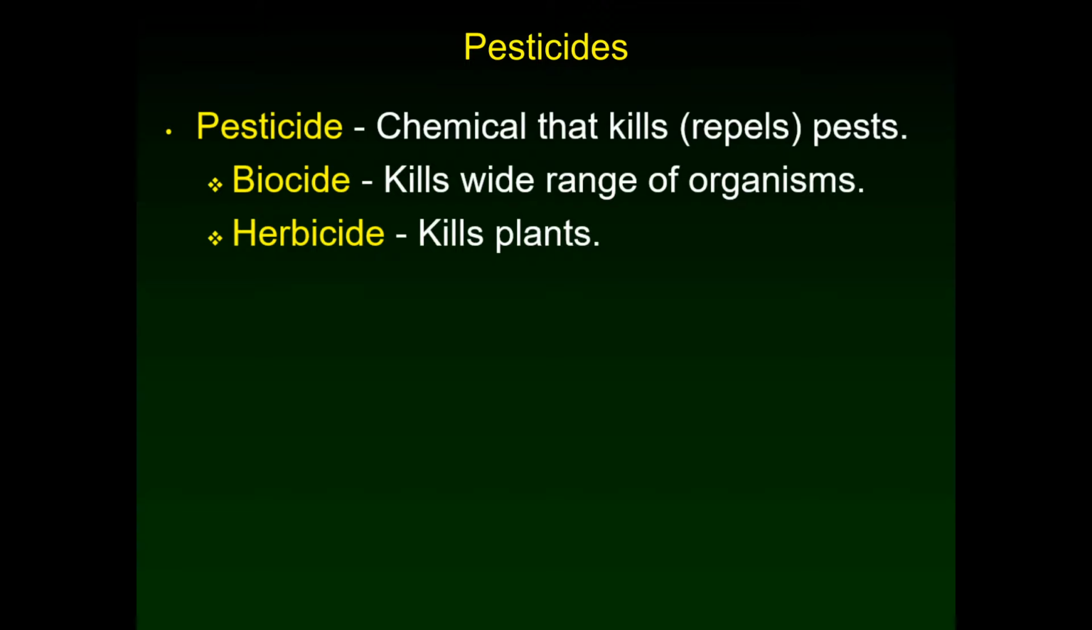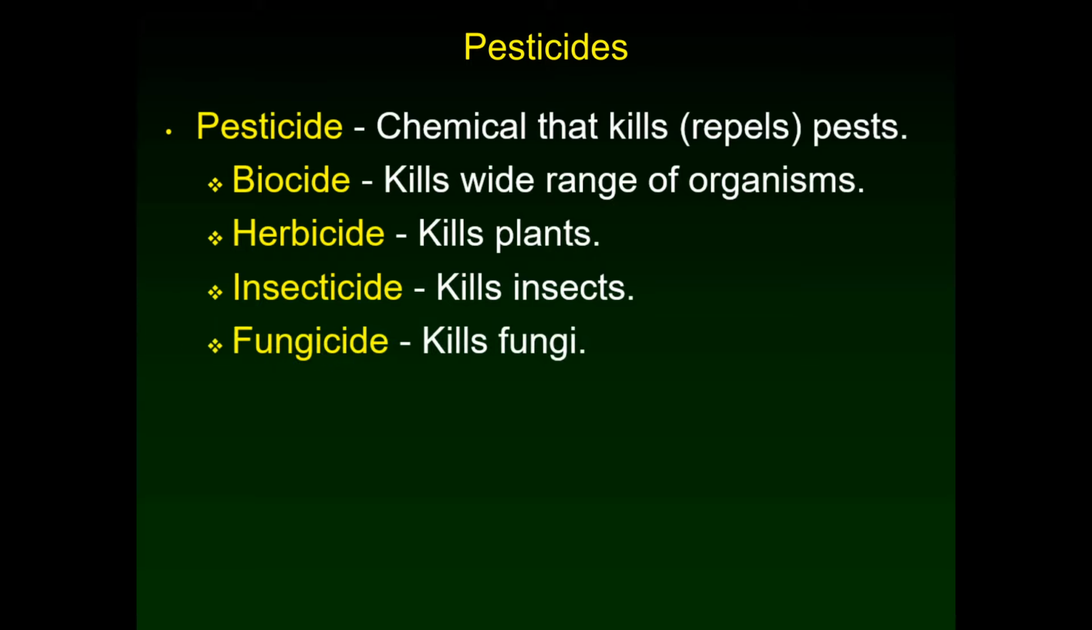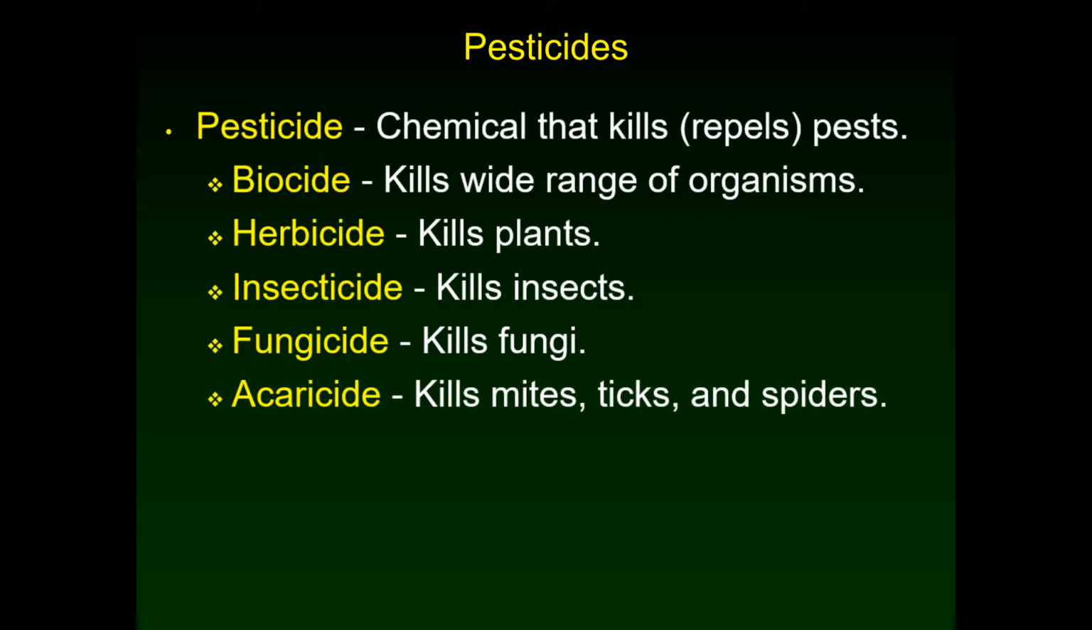There are also herbicides, which kill plants by interrupting photosynthetic processes. There are insecticides that kill insects. Usually these act upon exoskeleton formation. Fungicides kill fungus. I'm not exactly sure of the mechanism of action with that. There are acaricides, which kill mites, ticks, and spiders. I don't remember the exact mechanism of action of those.